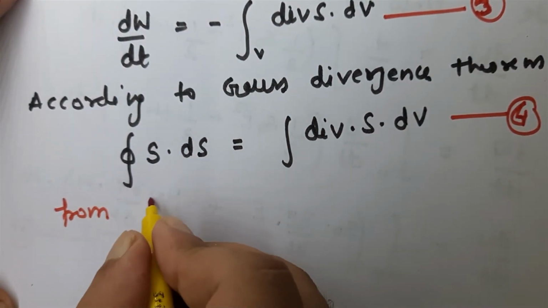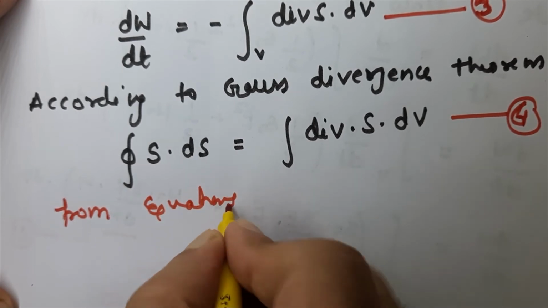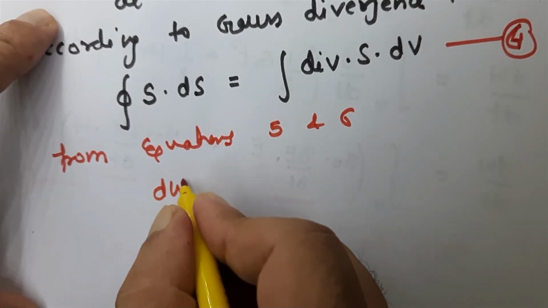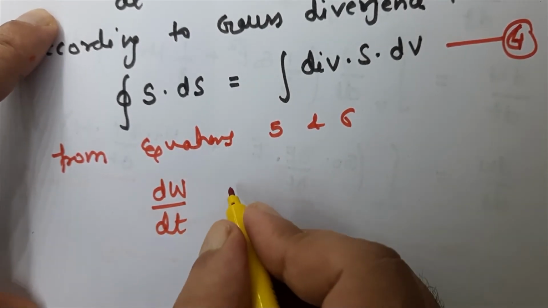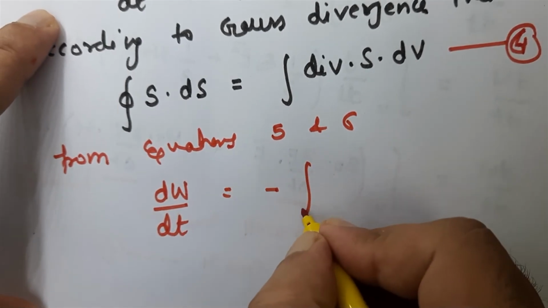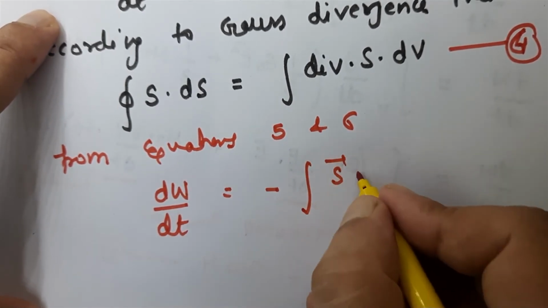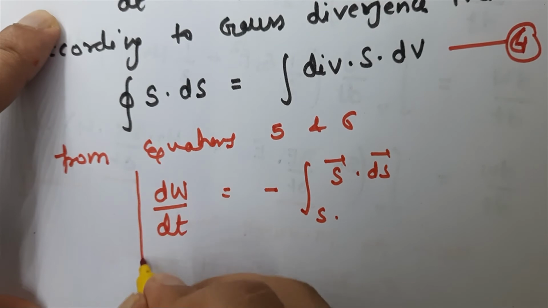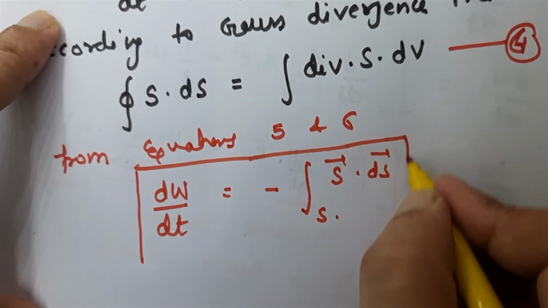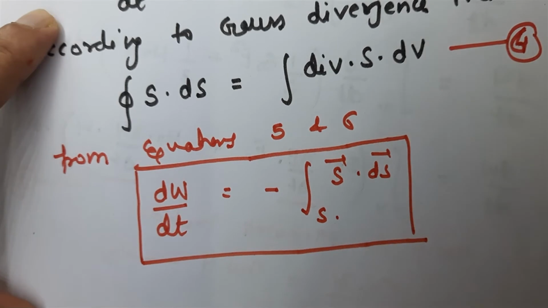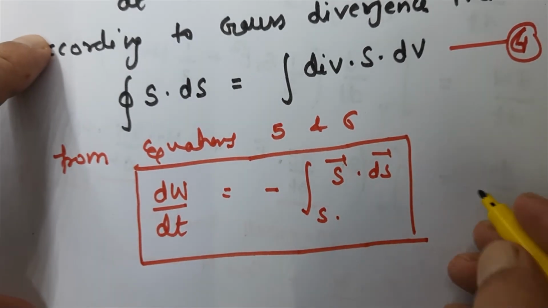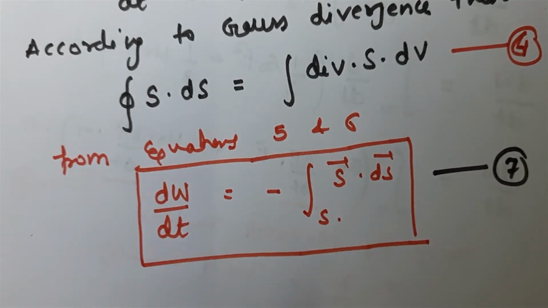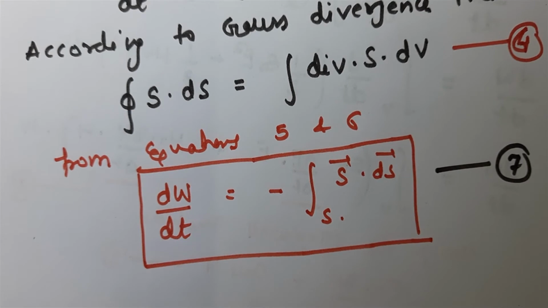So from equations 5 and 6, I can say that dW by dt, which is the rate of flow of energy, is negative of S dot ds over any surface. So this is our concluding equation. We call it equation number 7, and now we can see what the significance of this equation is.